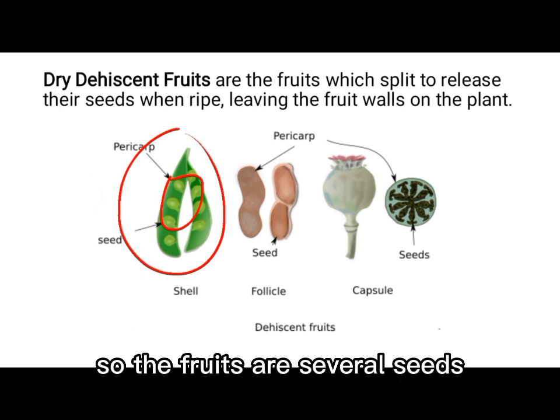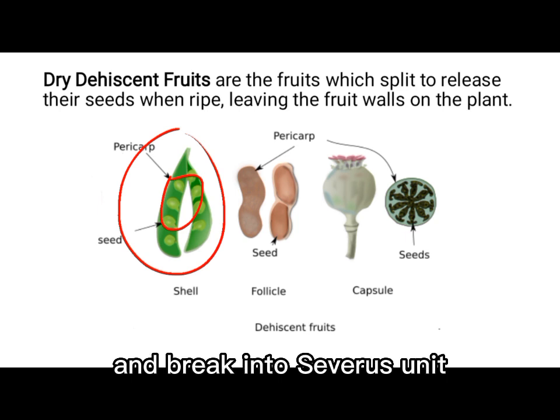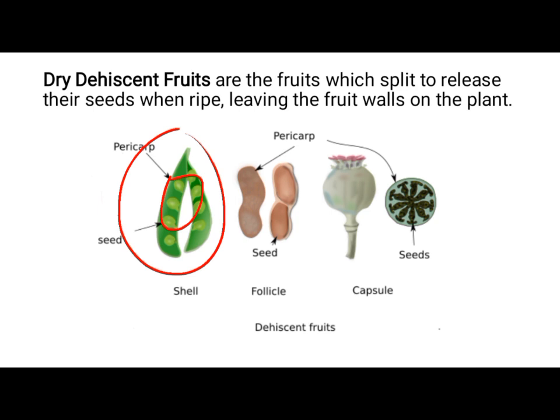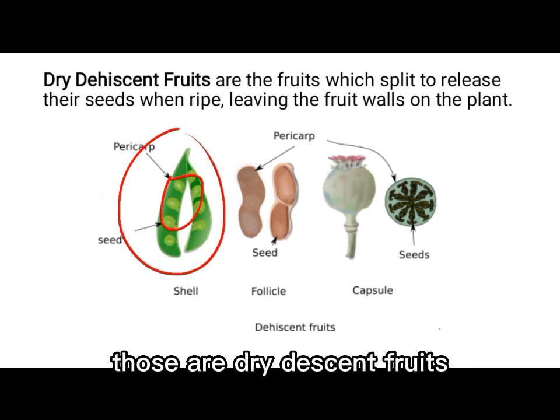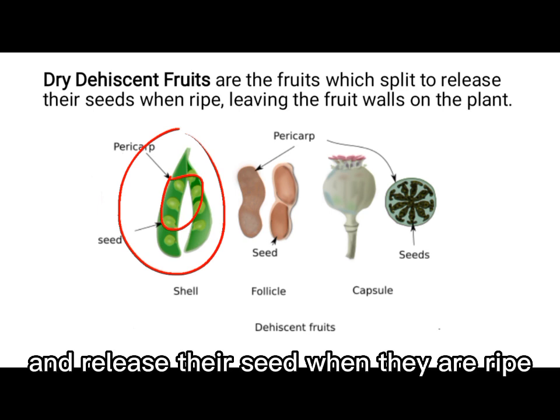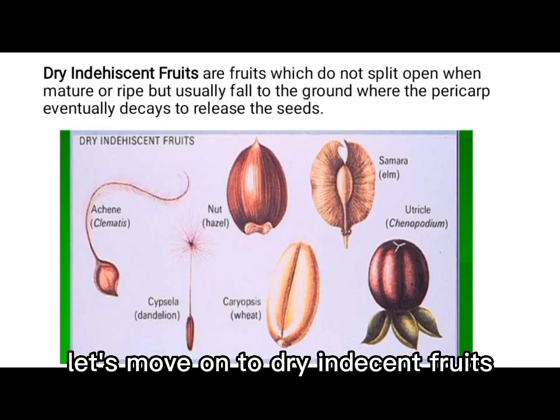So the fruit has several seeds and breaks into several units. A good example is a desmodium. Those are dry dehiscent fruits, fruits that will split and release their seed when they are ripe. Let's move on to dry indehiscent fruit.